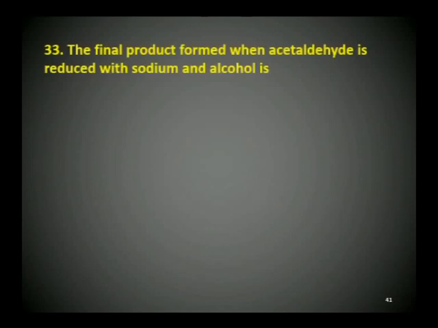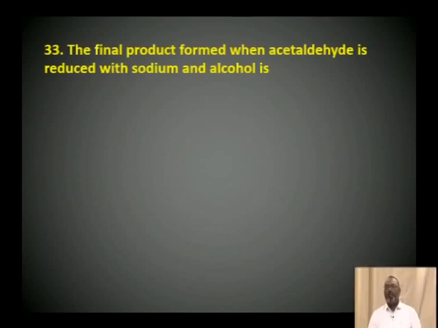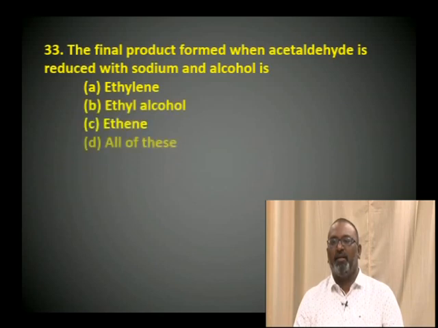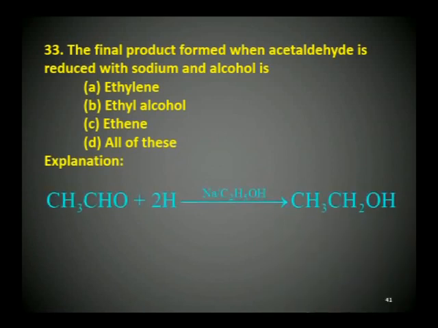Question number 33. The final product formed when acetaldehyde is reduced with sodium and alcohol is ethylene, ethyl alcohol, ethene, all of these. When acetaldehyde is reduced in the presence of sodium and ethyl alcohol, we produce ethyl alcohol as the product, that is, a primary alcohol will be produced. So that is why the answer is B.